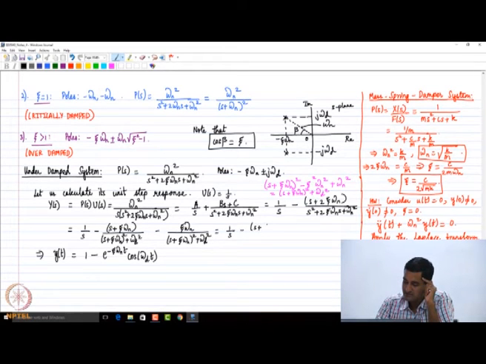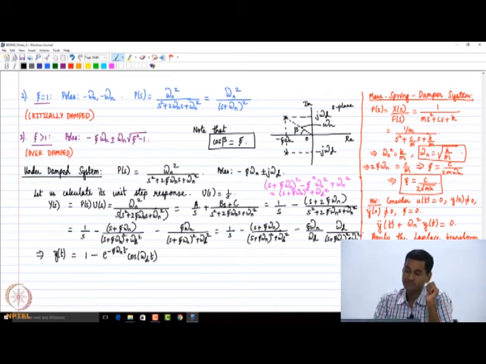So this I can rewrite as 1 by s minus s divided by s plus zeta omega n whole square plus omega d square, minus zeta omega n divided by omega d times omega d divided by s plus zeta omega n whole square plus omega d square, right? I can do this also. What did I do? I just divided and multiplied by omega d in the second term. Why did I do this? So that this term is e to the power minus zeta omega n t sin omega d t, right?